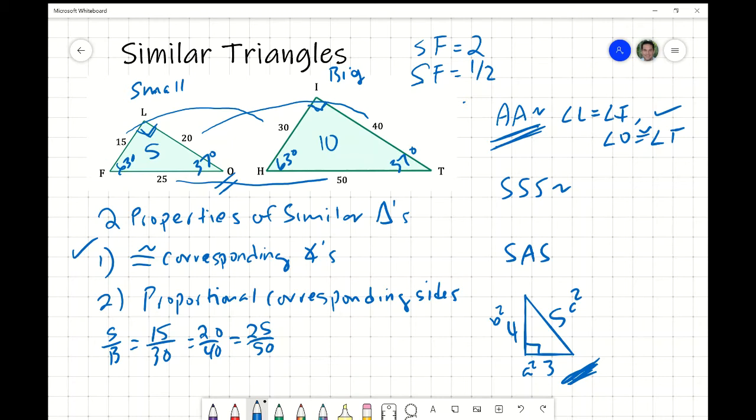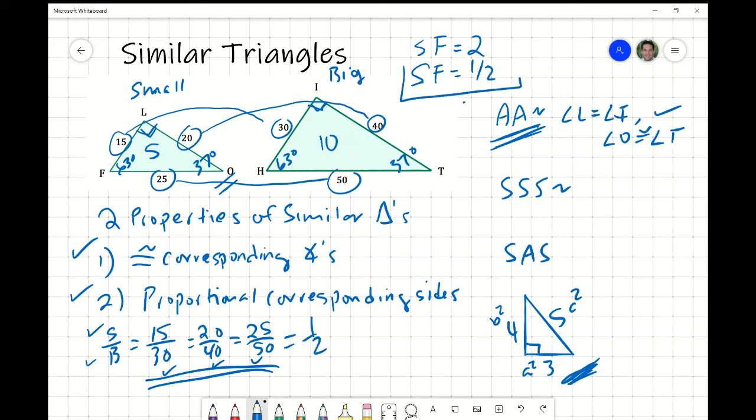So let's move on to the proportional corresponding sides. Any pair of similar triangles is going to have 3 pairs of proportional corresponding sides. Notice I've set up this proportion of 3 fractions down here at the bottom, setting up the corresponding sides. In this case, I chose to set it up as small over big, so I start with the small side there, 15, that corresponds to 30, then the 20, which corresponds to 40, and the 25 that corresponds to 50. In all 3 cases, they reduce down to the 1/2 scale factor that I've already talked about up here.